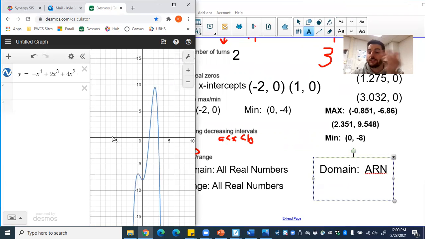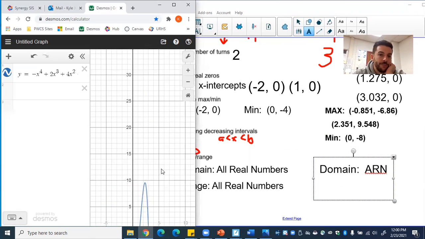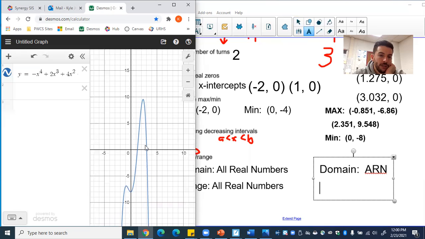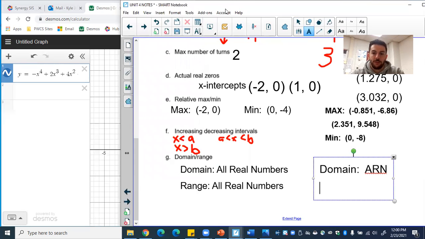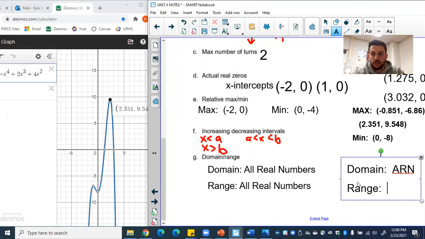all real numbers, or ARN. Then the range. The range is not all real numbers for this one, because if we ask, does it extend up and down forever? No, it doesn't. It's going to extend down forever, but it does not extend up forever. The highest point it ever touches is up here, and this y value is really important because that's going to tell me my number for my range. So for the range, y is less than or equal to 9.548.